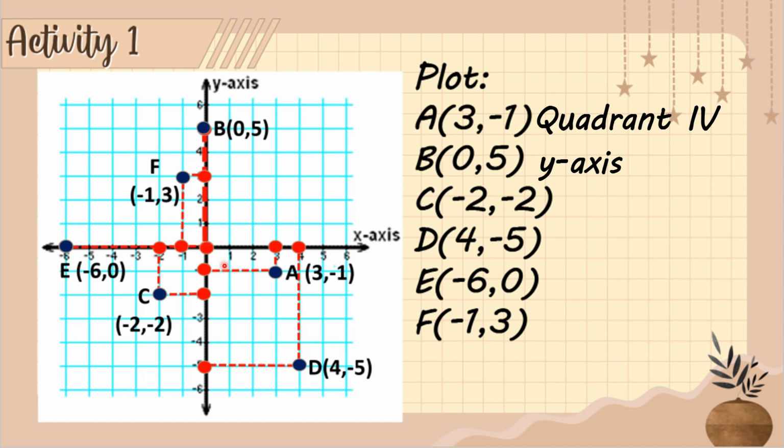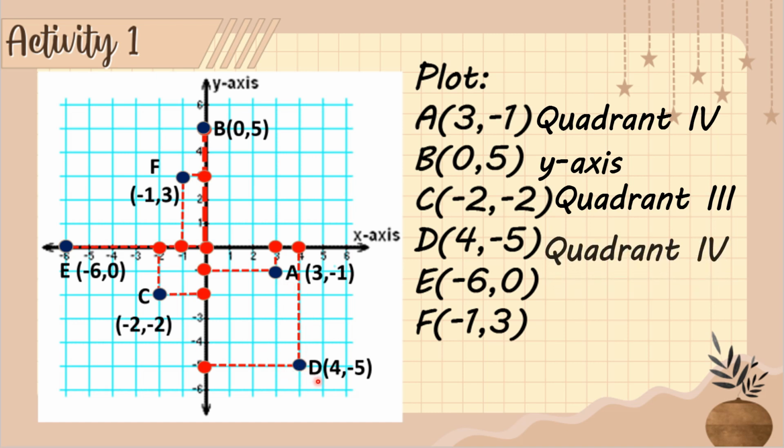Now, si point C here, ang atong ordered pair, puros negative. Negative si x and negative si y. Therefore, kung puros negative, naa sa quadrant 3 ang atong point C. Now, let's proceed to point D. Si point D, positive atong x, which is 4, pero negative atong y. So, therefore, pag positive si x and negative si y, naa sa quadrant 4 ang atong point D.